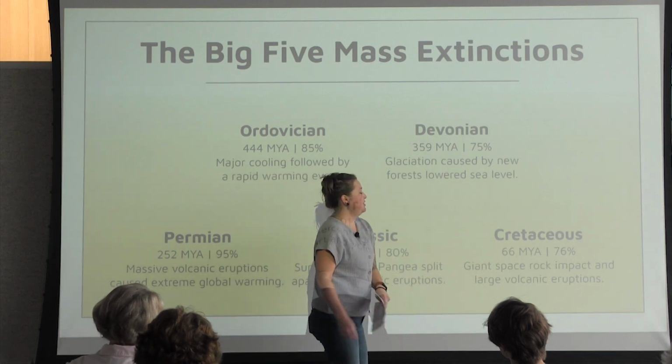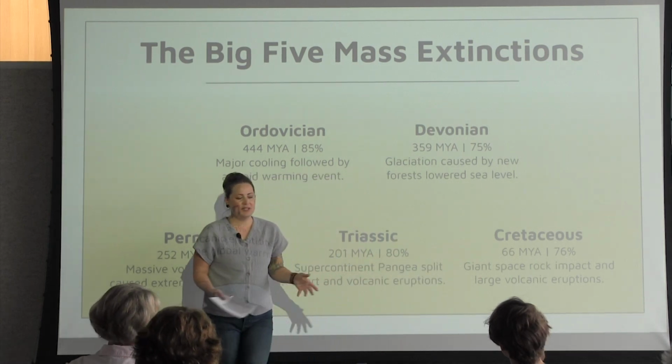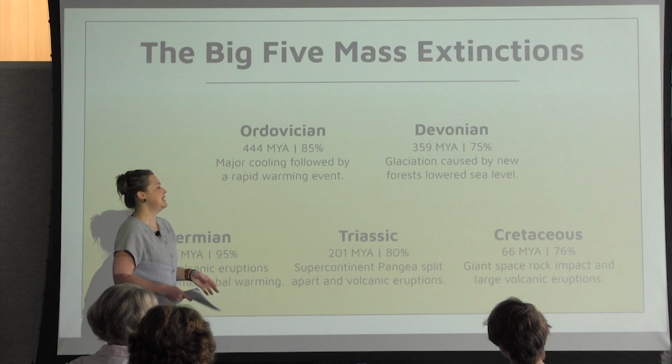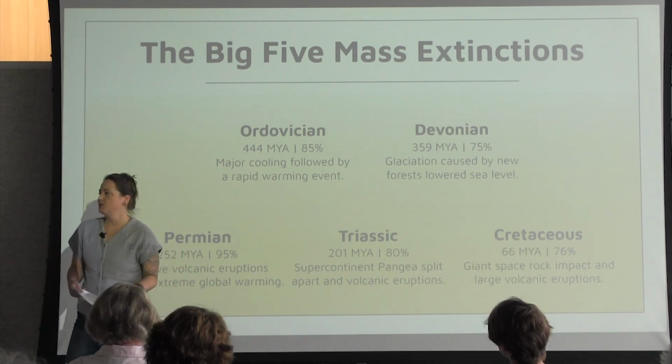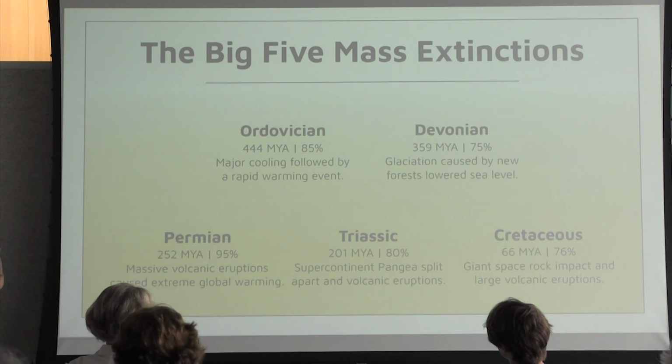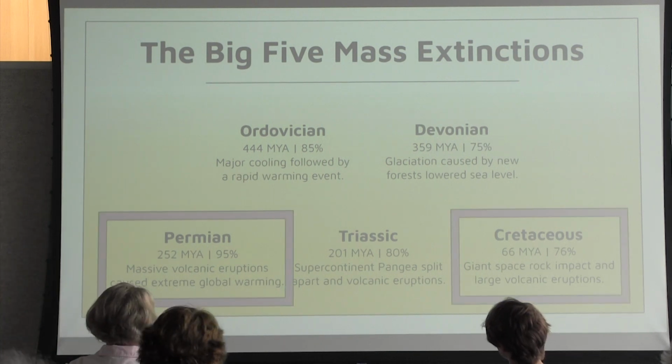And then you have the Cretaceous extinction event, 66 million years ago, 76% of life goes extinct, and this is when the giant space rock impacts our planet, and there's also some large volcanic eruptions, which we'll talk about. So all the non-avian dinosaurs are kaput at this point in time. So I'm going to talk about these 2 in particular.